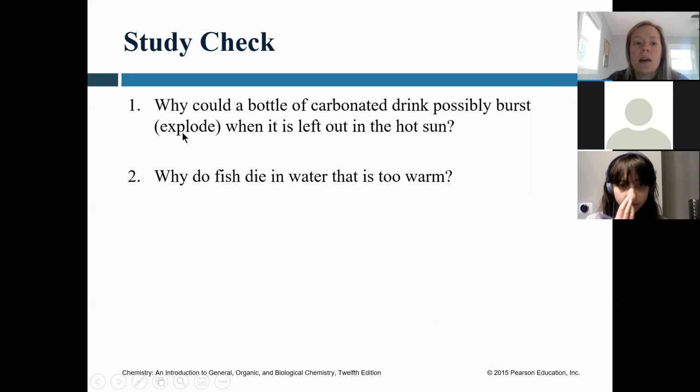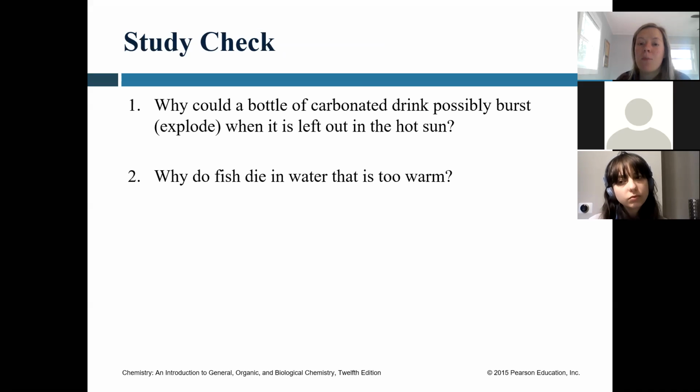So here we said, why could a bottle of carbonated drink possibly burst, explode when it's left in the hot sun? Well, if it's left in the hot sun, what is happening is the liquid that originally was holding the gas can't hold the gas anymore. So the gas has now been released, it's not dissolved, and it goes back to its gaseous form. And when the gas goes back to its gaseous form, it expands and it can burst.